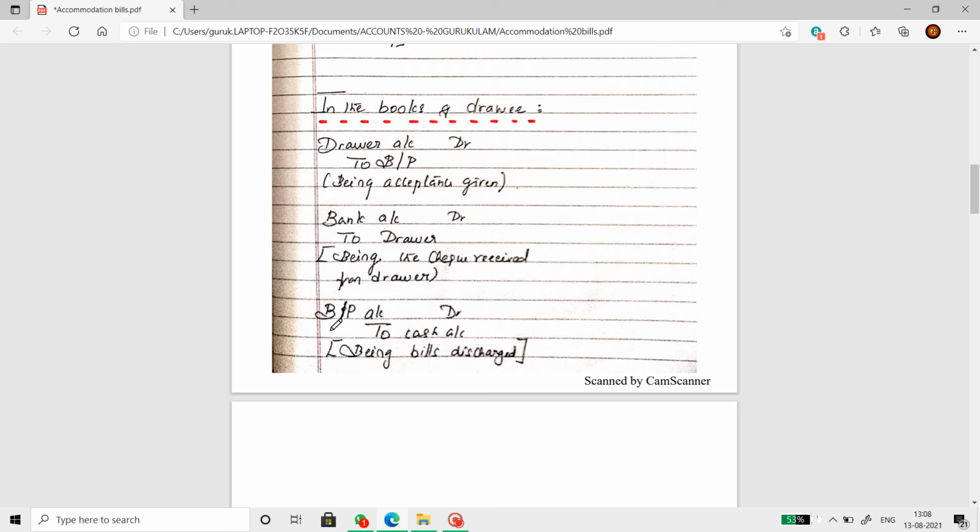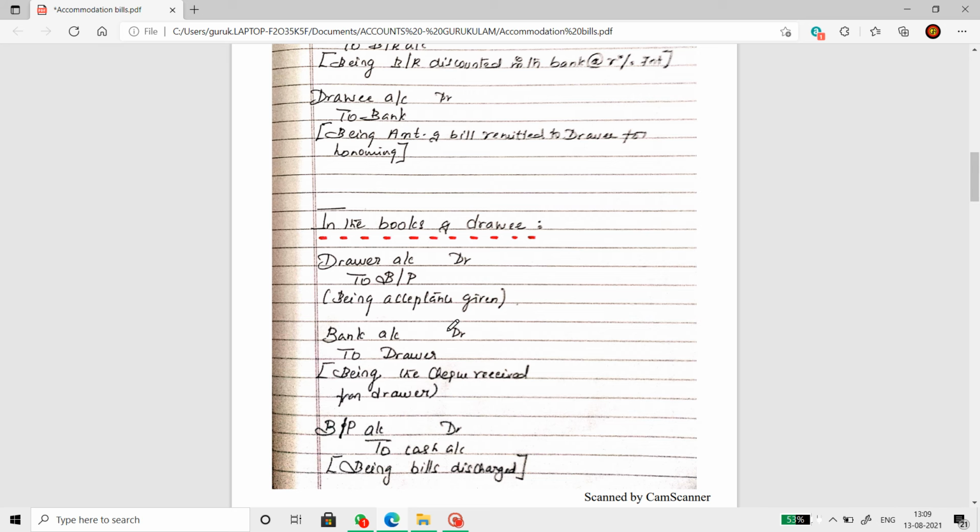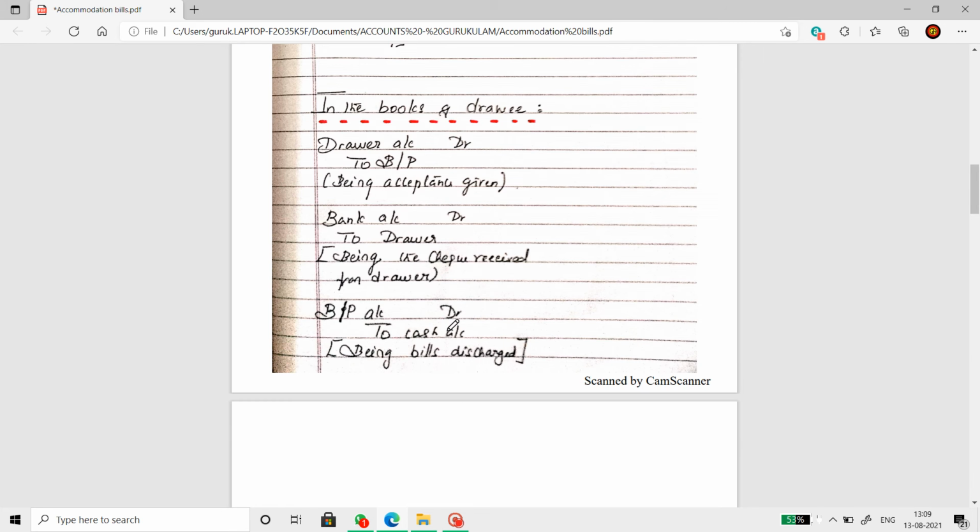Next one is on the due date, the drawee clears the bill. Bills payable account debit to cash. The bill is discharged. This is the normal entry that we pass in the books of the drawer and the drawee.